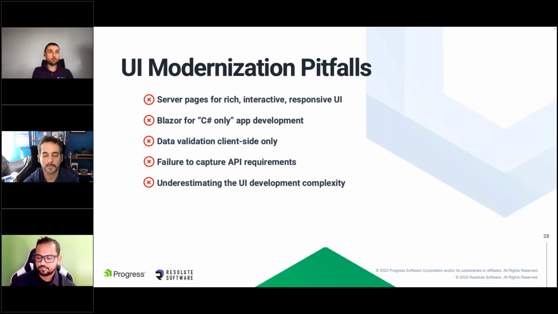Obviously, data validation client-side only. You don't want to do that. You want to have the same type of data validation on the server. And very importantly, you have to capture API requirements early on. If your API development starts by the time your front-end development starts, you're already late, because you have to have the communication contract between the client and the server already established by the time UI development starts. Obviously, UI development is complex. You have to envision some of that complexity and prepare to meet it. There are a lot of little nitty-gritty details that hit your development team as you move on.